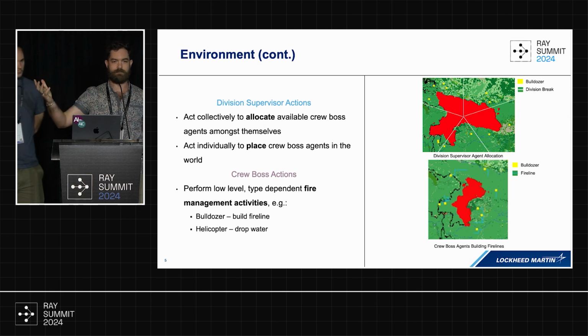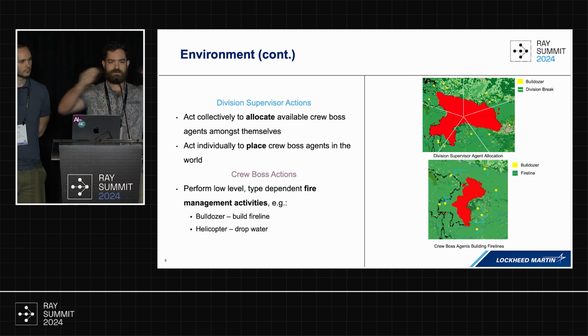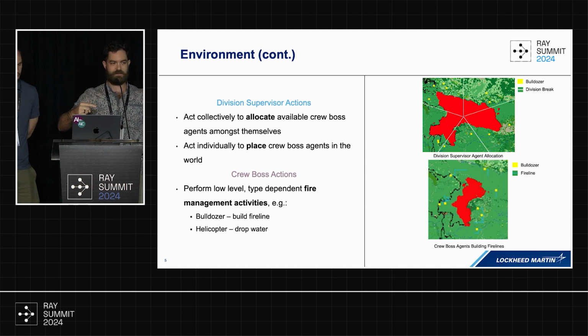So let's say they have 10 bulldozers on this particular day. The division supervisors get together and they say who should get which bulldozers. Once those bulldozers have been allocated, then each of the division supervisors takes whatever it has and it places those assets down into the world. We move down the hierarchy then to the crew boss, who are the bulldozers, and they get to decide stuff like, should I drive to the west? Should I build a fire line to the north? What should I do 5 minutes from now, 8 minutes from now, 10 minutes from now?